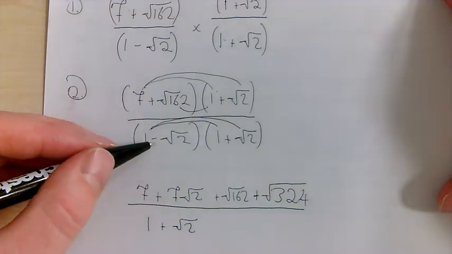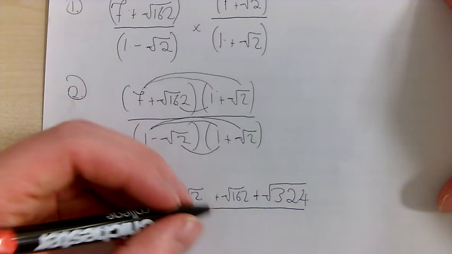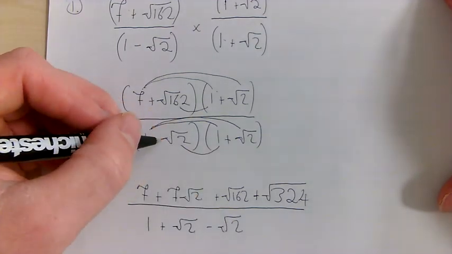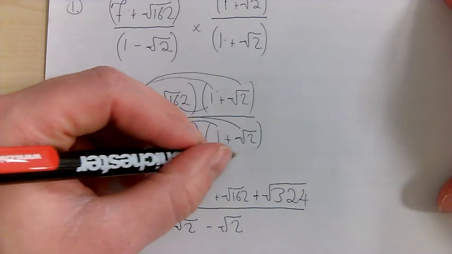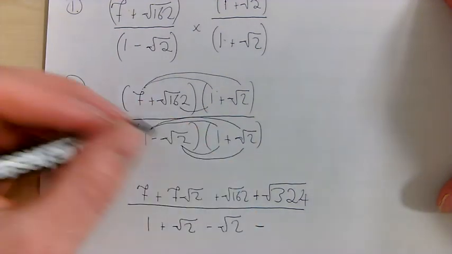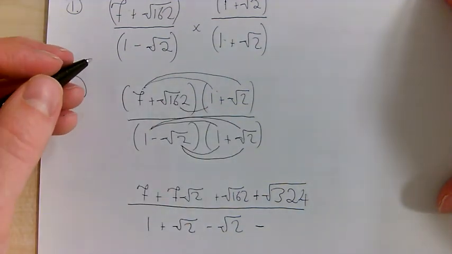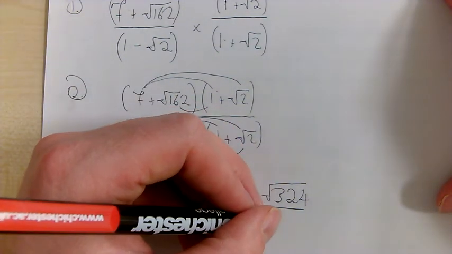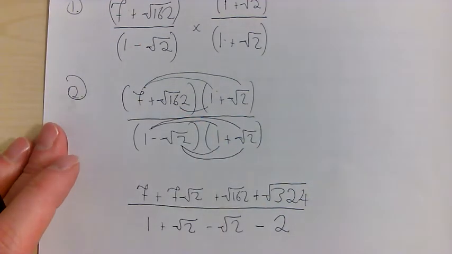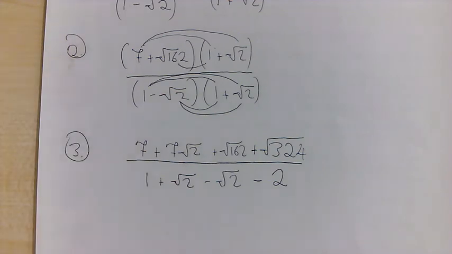And be careful on this one, it's a negative, so it's negative root 2 multiplied by 1 would be negative root 2. And we've got negative root 2 multiplied by positive root 2. So negative times a positive will give us a negative. Root 2 times root 2 is root 4. We know what root 4 is. It's the square root of 4, which is a 2. That was our step 3, expanding the brackets.